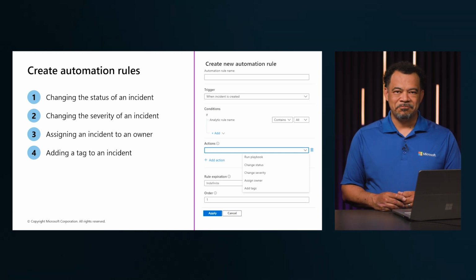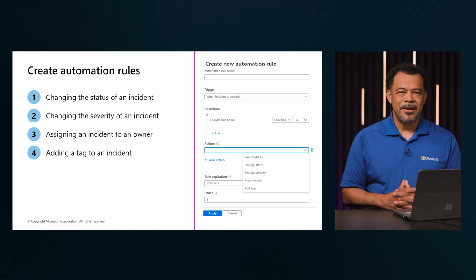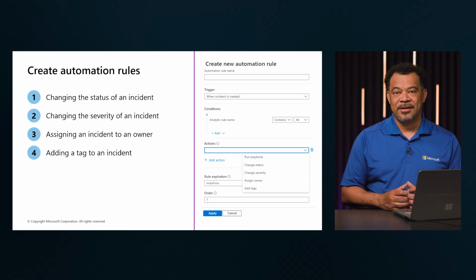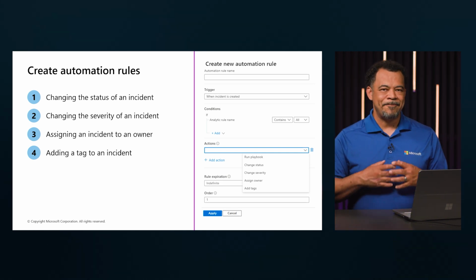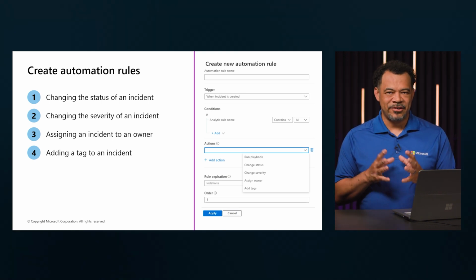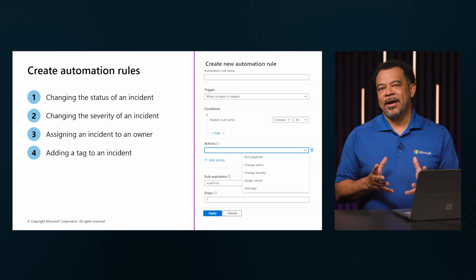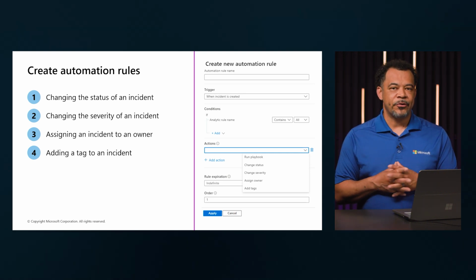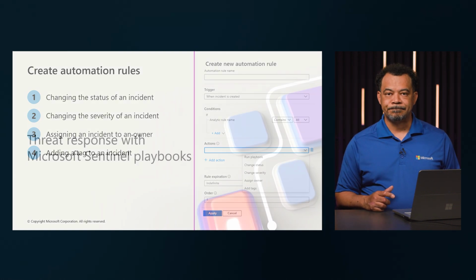Automation rules in Microsoft Sentinel streamline incident management by enabling consistent and efficient handling of alerts. You can automatically change the status of an incident to reflect its lifecycle stage, helping teams track progress in real time. Adjusting severity levels ensures that high-impact threats are prioritized appropriately. Assigning incidents to specific owners promotes accountability, while tagging incidents supports better organization and faster correlation during investigations. These rules are essential for scaling operations and maintaining clarity in a high-volume environment.